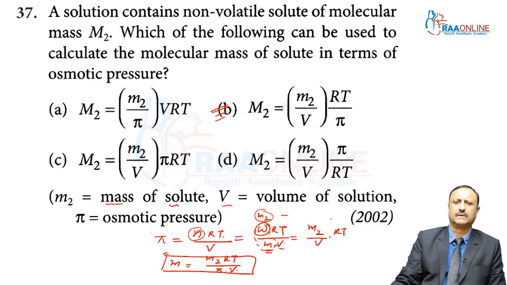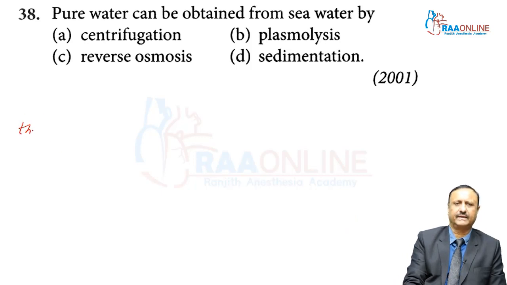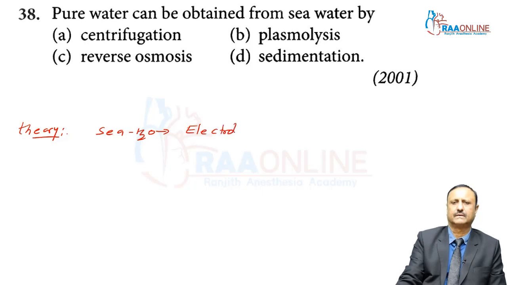Question number 37 asked in 2002. Now my dear students, we can see here question number 38. Pure water can be obtained from seawater. What is the theory behind it? In this question, you can see that in seawater, electrolytes are present. So my dear students, electrolytes and impurities are present.